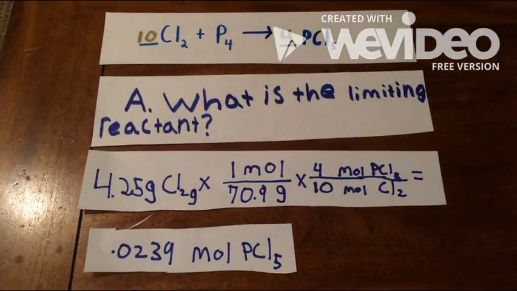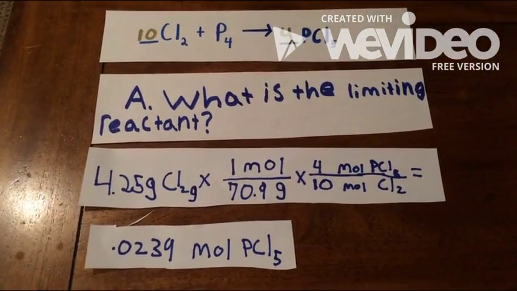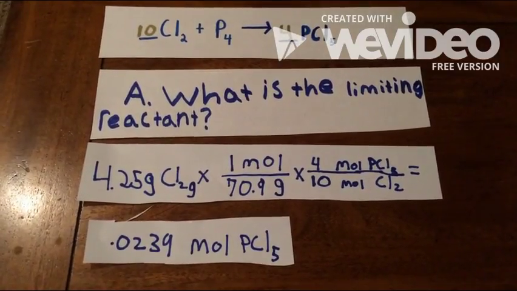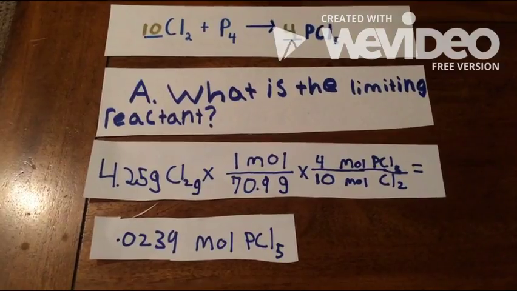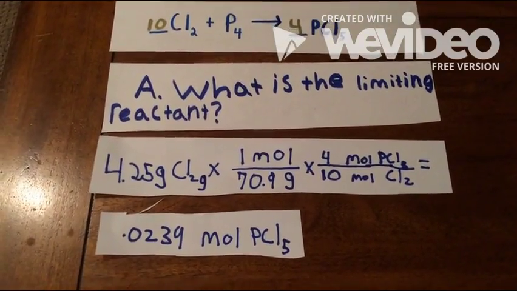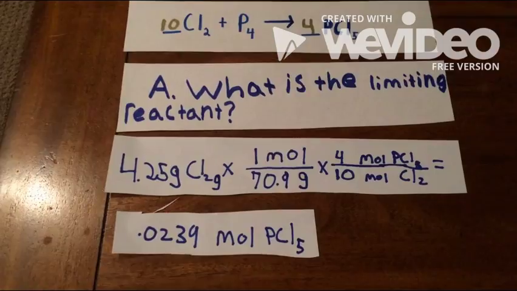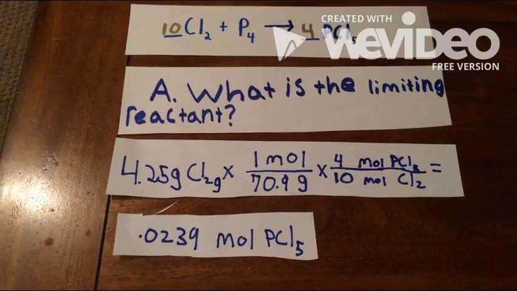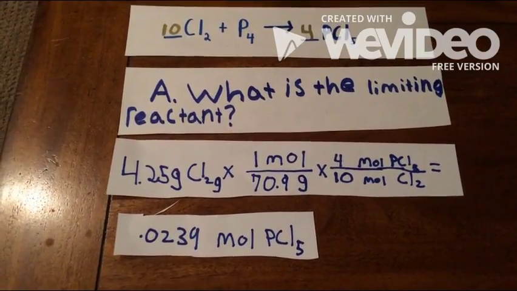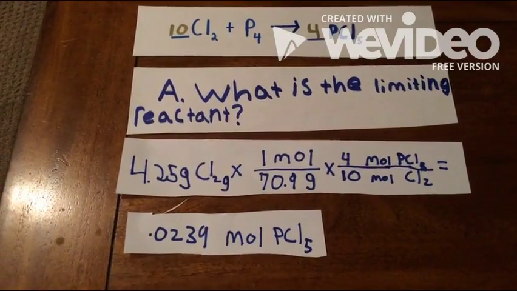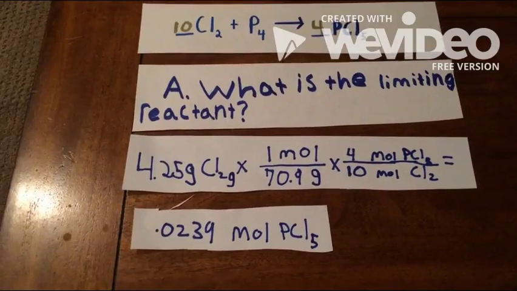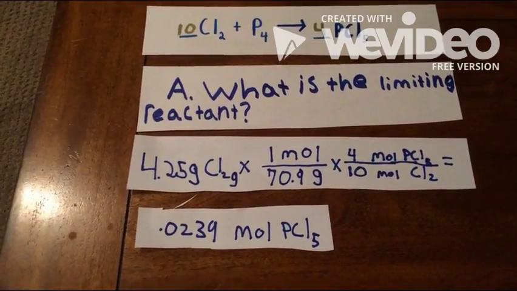There are 4.25 grams of Cl2. Cl2's molar mass is 70.9 grams. For every 10 moles of Cl2, there are 4 moles of PCl5, making the molar ratio 4/10. So we take 4.25 grams of Cl2 times 1 mole over 70.9 grams times 4/10, and that gives us 0.0239 moles of PCl5, rounding to 3 significant figures.